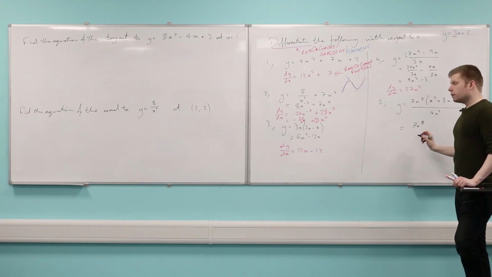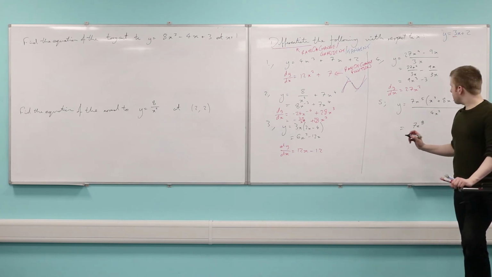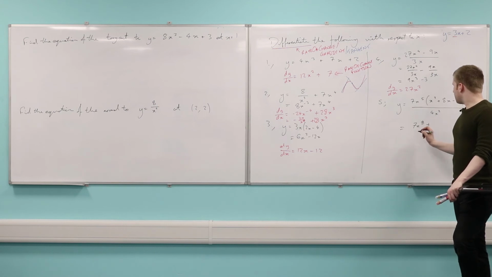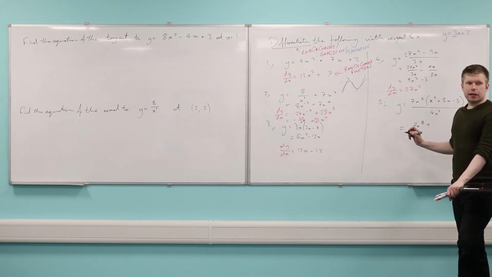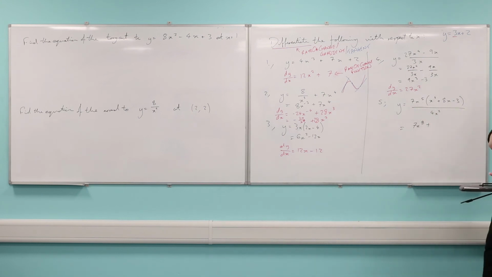Good. 7 times 8. 56. Yeah. Good. 56x to the power of 6. Good. Good, because there's no x there. Perfect, well done. Okay, all divided by 4x squared.